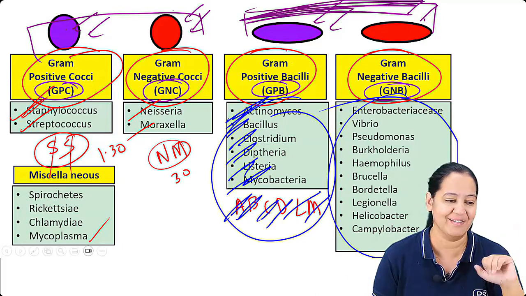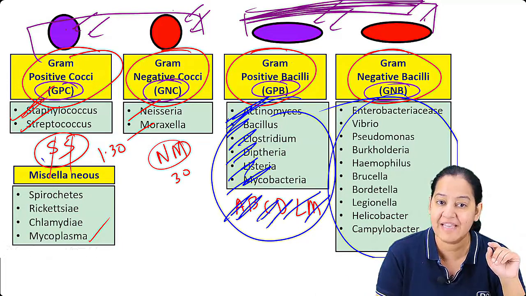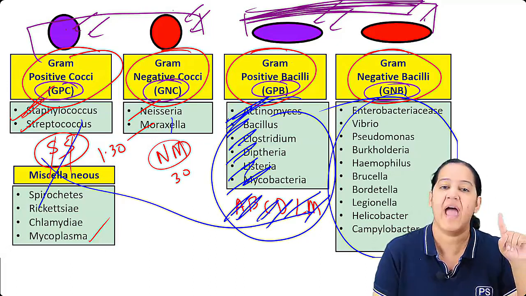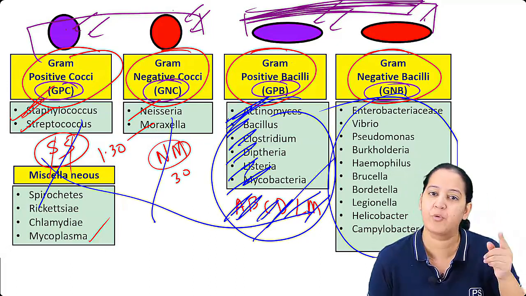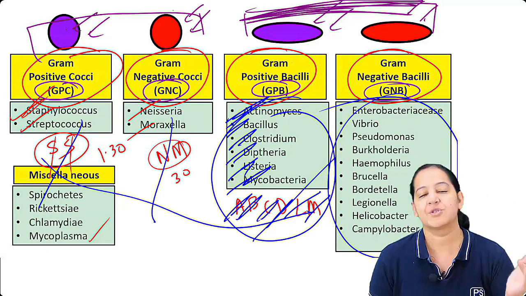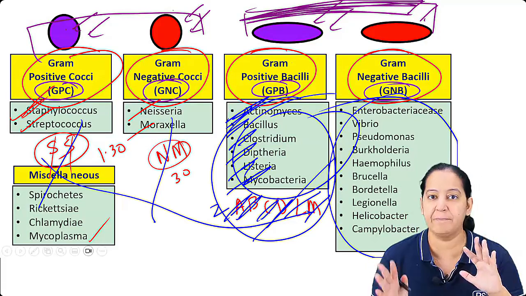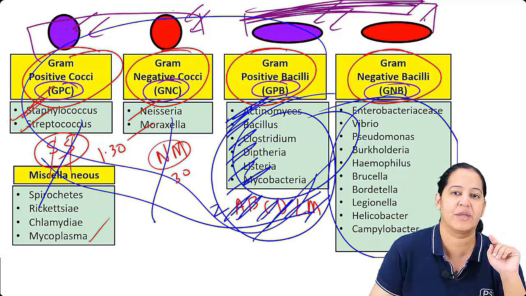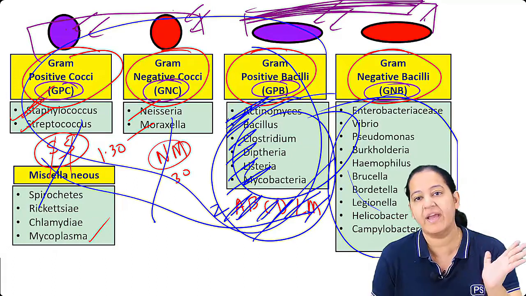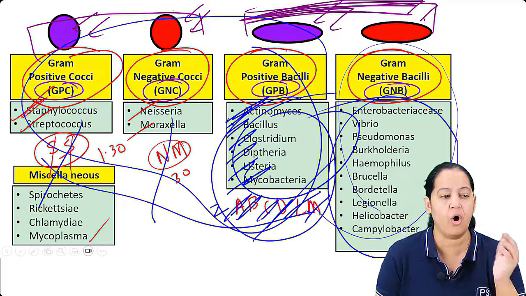Remaining all will fall in the last category, so we don't learn the names. Whatever is left, except these 10: leaving SS, leaving NM, and ABCDLM, remaining all will fall in the last category. So we will see the last category. This also requires 2 hours. So my target before lunch is to complete these 3 categories. And after lunch, we can complete the gram-negative bacilli, or we can start that also.